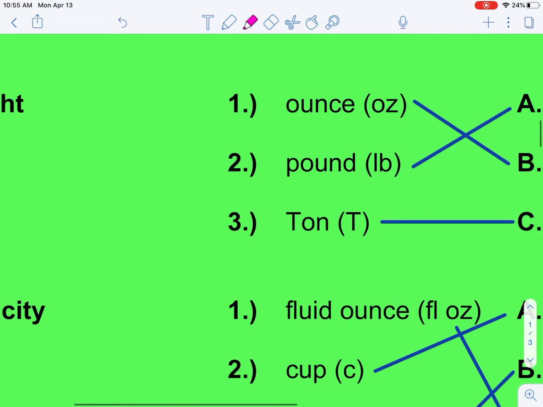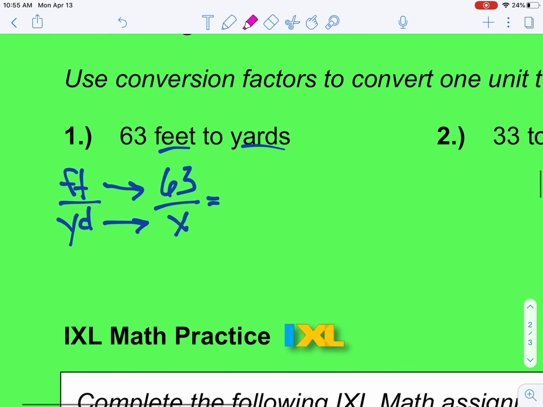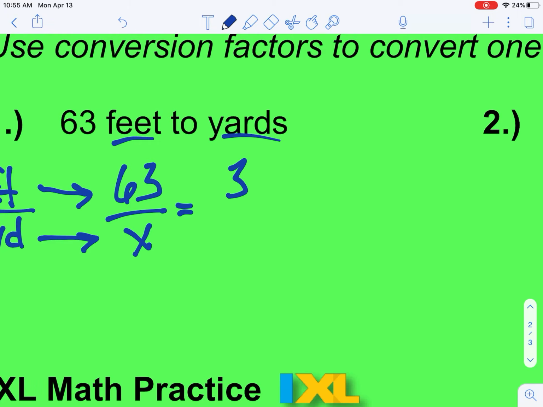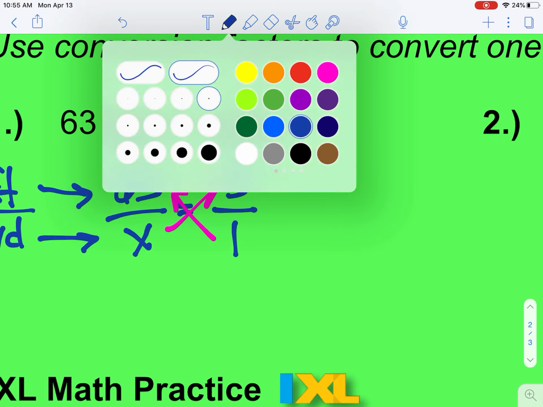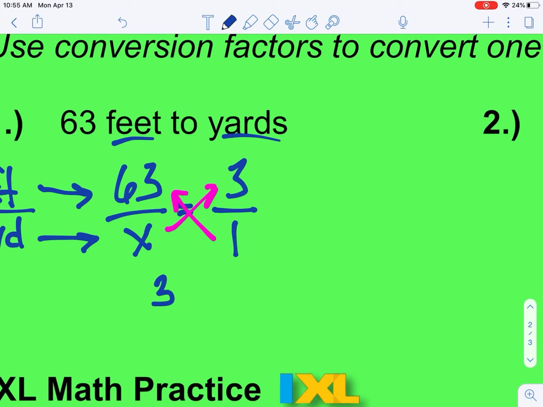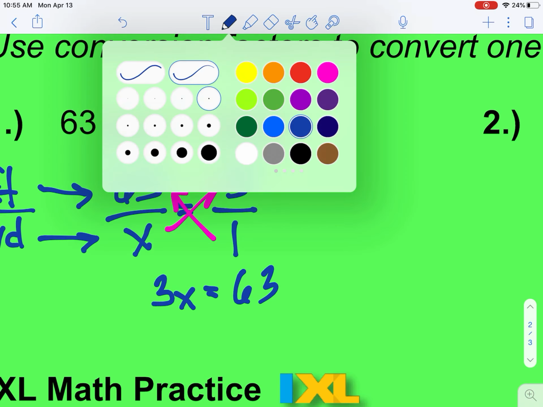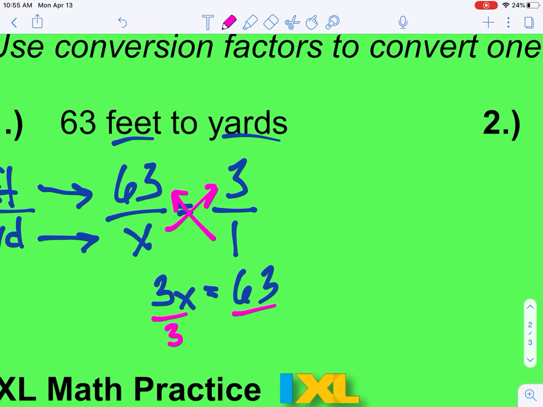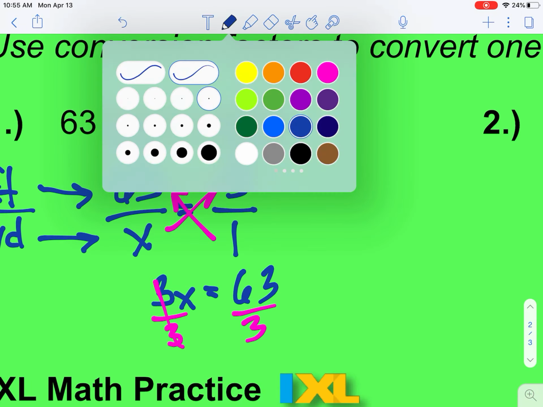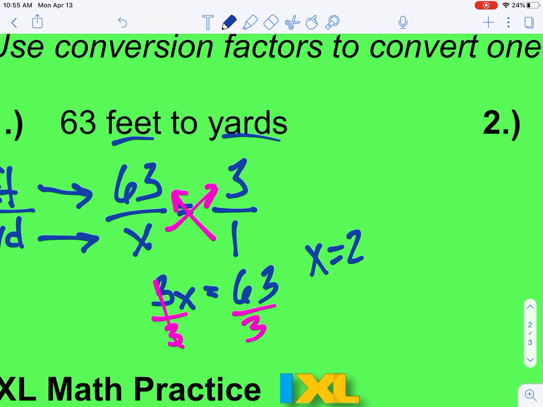1 yard is 3 feet. So the feet go on the top, so that's 3 feet is 1 yard. Now I'm going to go ahead and cross multiply. 3 times x is 3x. 63 times 1 is 63. Divide by 3 on both sides. And x equals 21 yards. So that means that 63 feet is the same as 21 yards.